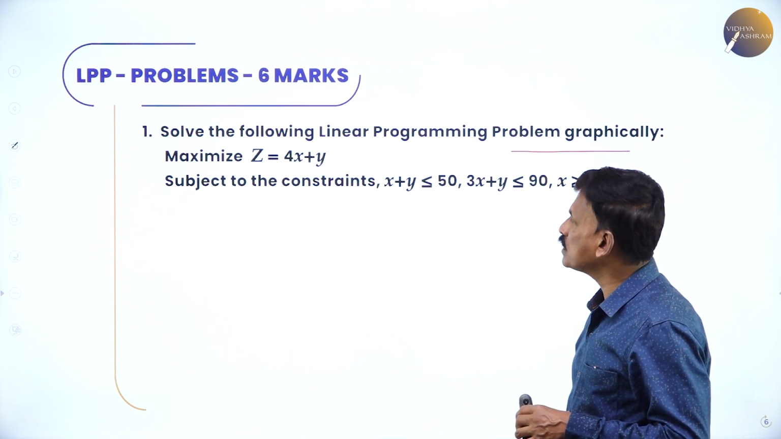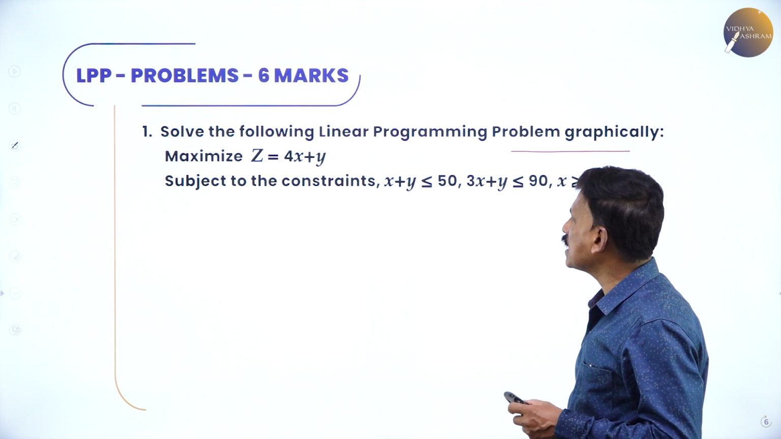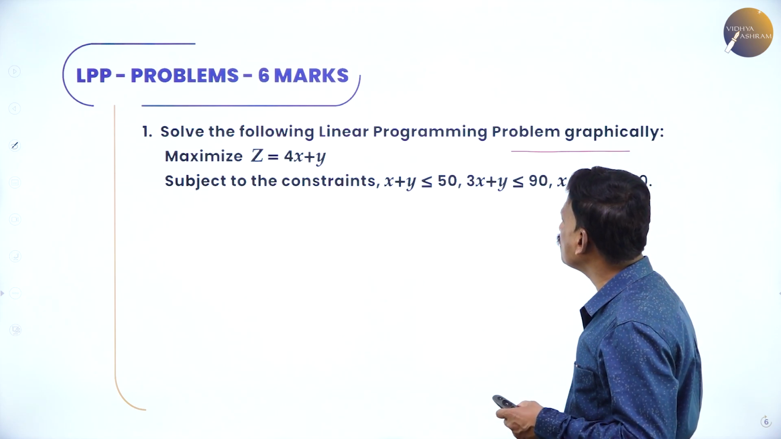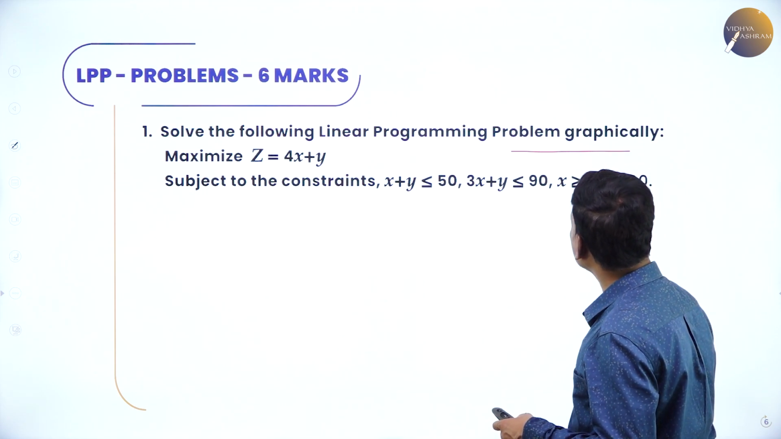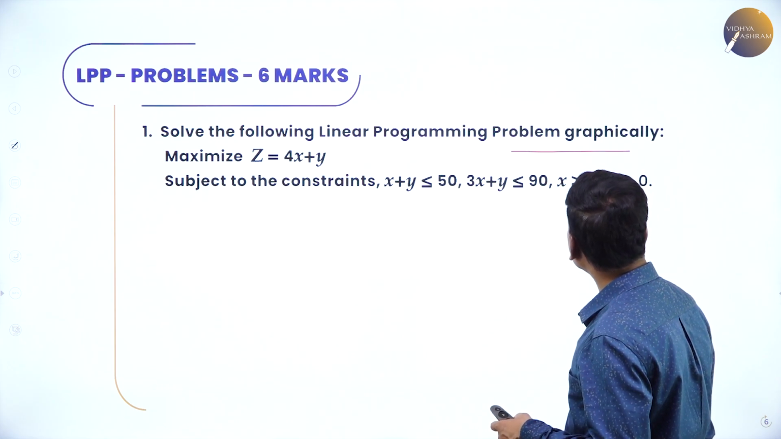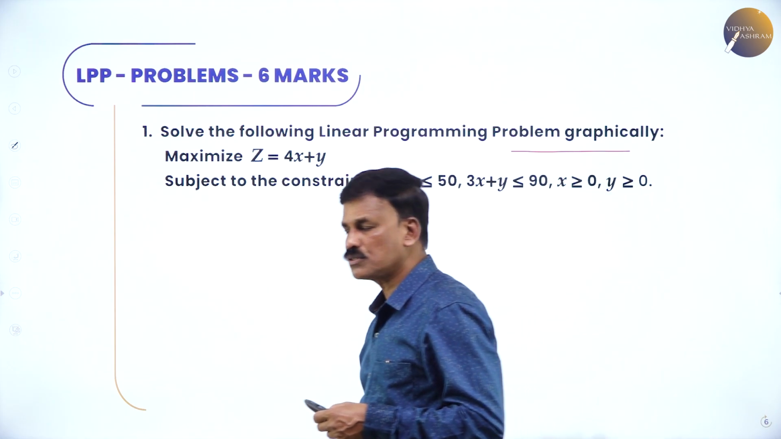Maximize z is equal to 4x plus y, subject to the constraints x plus y is less than or equal to 50, 3x plus y is less than or equal to 90, x is greater than or equal to 0, and y is greater than or equal to 0.